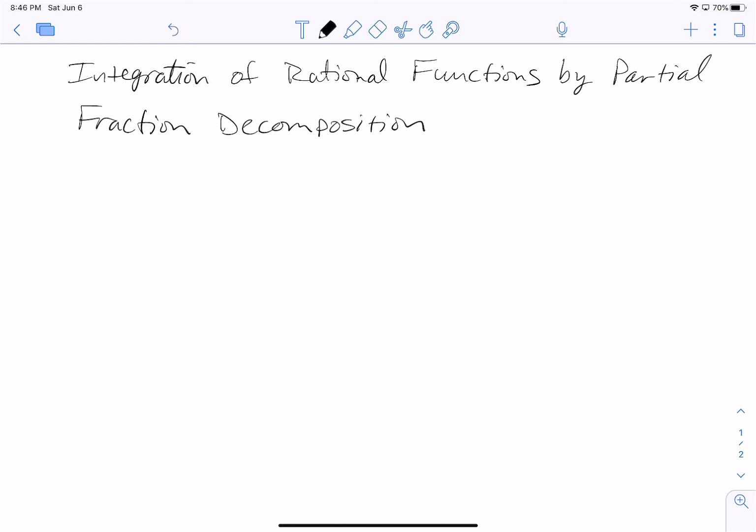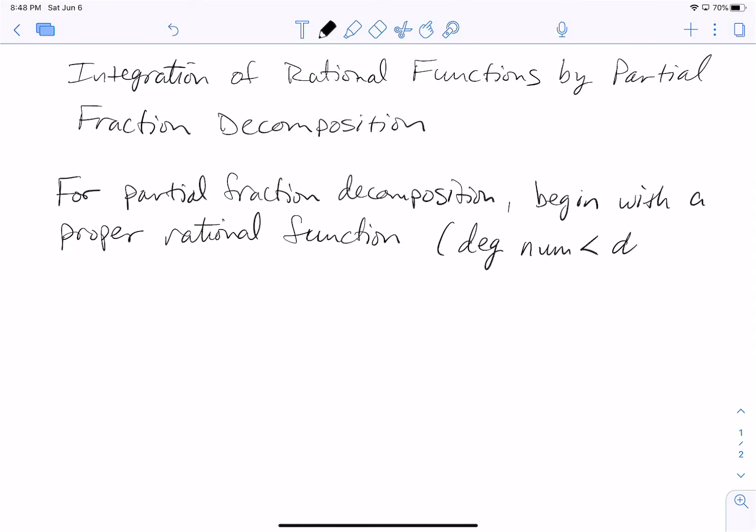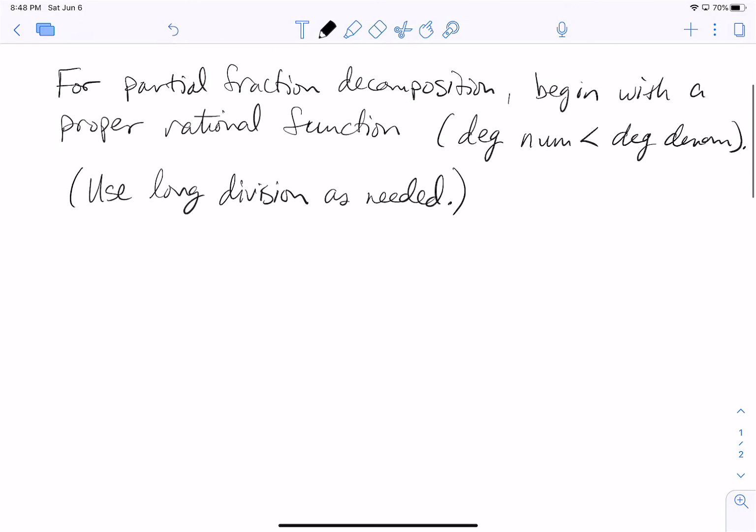In this series of videos, we're going to be looking at rational functions, and one of the techniques we're going to use is that of partial fraction decomposition. In order to use partial fraction decomposition, we need to begin with a proper rational function. A proper rational function is characterized by having the degree of the numerator less than the degree of the denominator. And if we don't have that, then we need to use long division in order to ensure that we do.